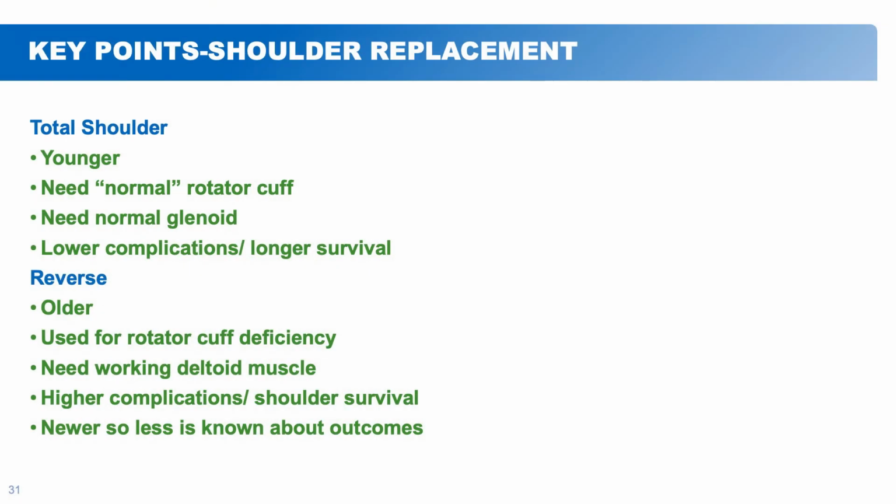So key points to a shoulder replacement. As we have discussed, a total shoulder tends to favor individuals who are younger. You need a normal rotator cuff, you need a normal glenoid, and these do have low levels of complications and long survival.